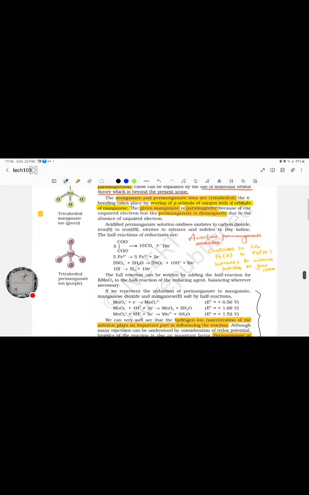Fine, now we'll have to talk about a lot of oxidizing reactions of KMnO4. Yes, we really have a lot of reactions to do. Oh my god.